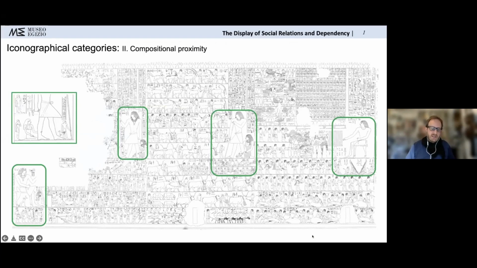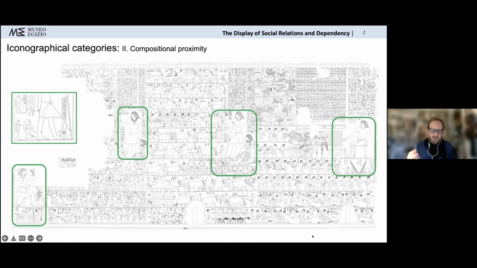Compositional proximity is another relevant category. In the images, the tomb owner is the focal point around which social proximity is encoded via compositional proximity. So one can distinguish a family proximity and also then a functional proximity based on occupation. T's wife and children are always closest to him and touch him or his staff. In the context of the family scenes, the sons of T are shown in their role as descendants and heirs to their father.